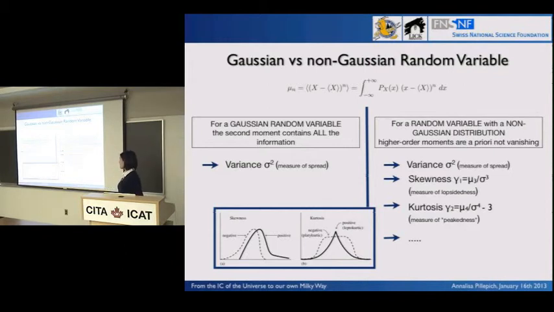If you deviate from a Gaussian PDF, on the other hand, you need all the higher moments to describe the distribution of your variable. Beyond the variance, you need a third order moment, which in some normalization is called skewness, or the kurtosis. This tells you, for example, the level of asymmetry of your distribution, or how tall and peaky it is, or flat and fat, and so on and so forth.